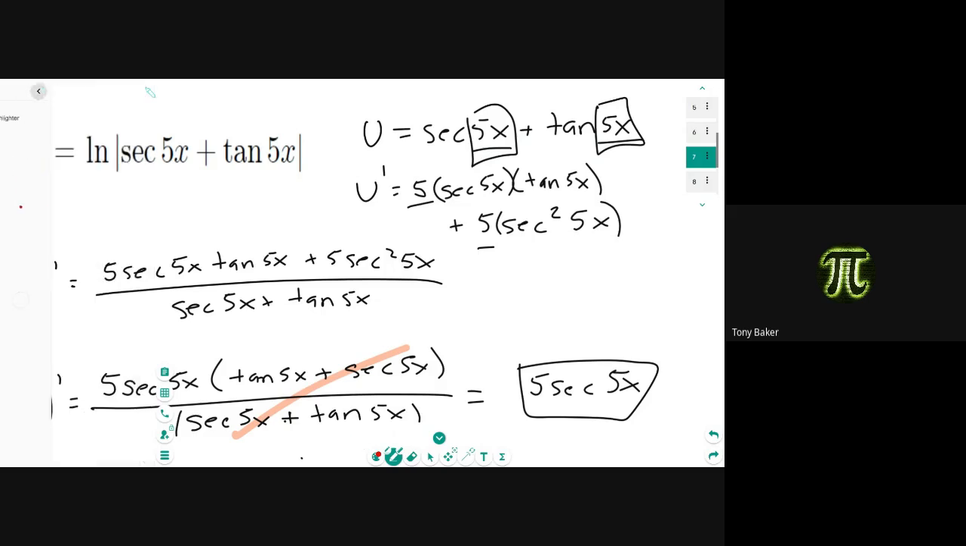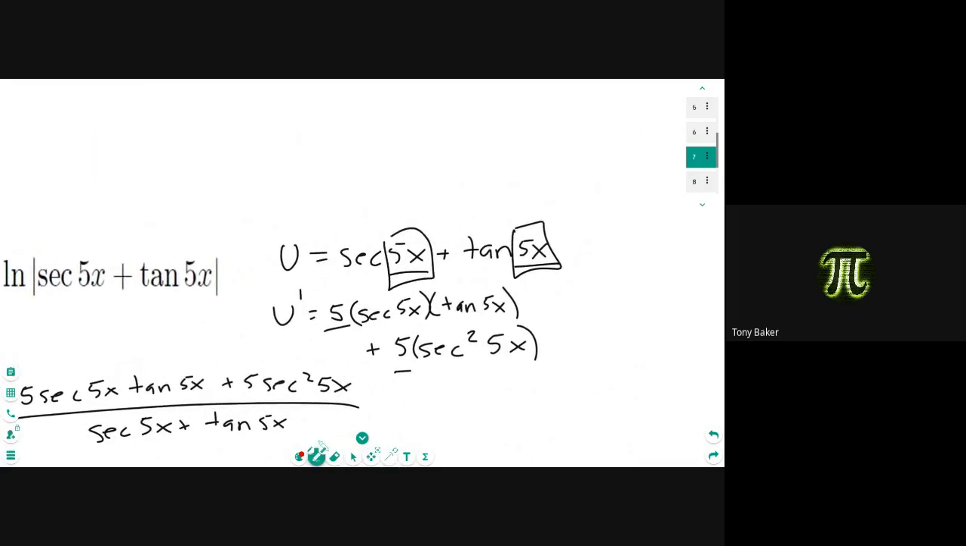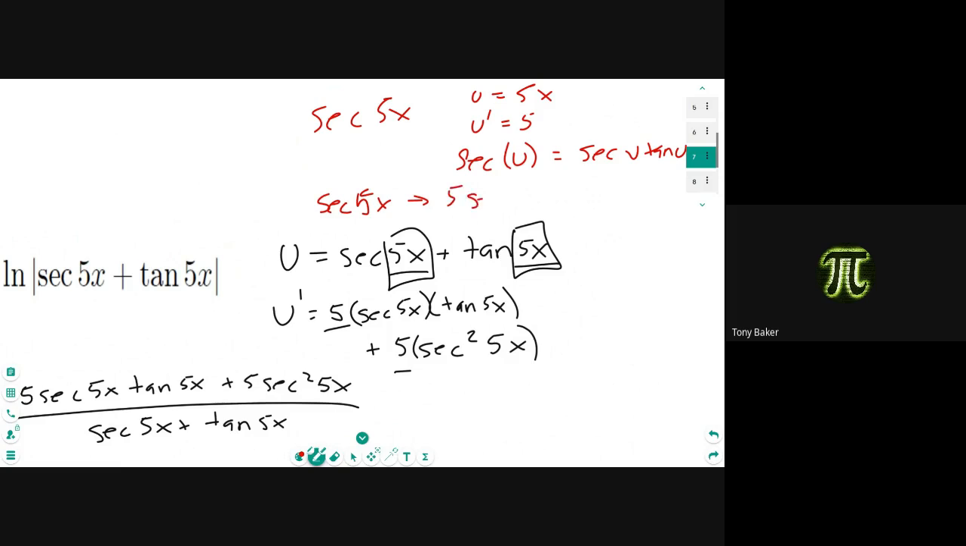Oh, close. That was what I want. So I could have said, okay, so secant 5x, so u is 5x, so u prime is 5. And then the derivative of secant u is secant u tangent u. So then secant 5x goes to 5 secant 5x tangent 5x. So you can sit there and write it all out. But what you want to start doing is being able to identify those little things that you don't want to have to sit there and write out.